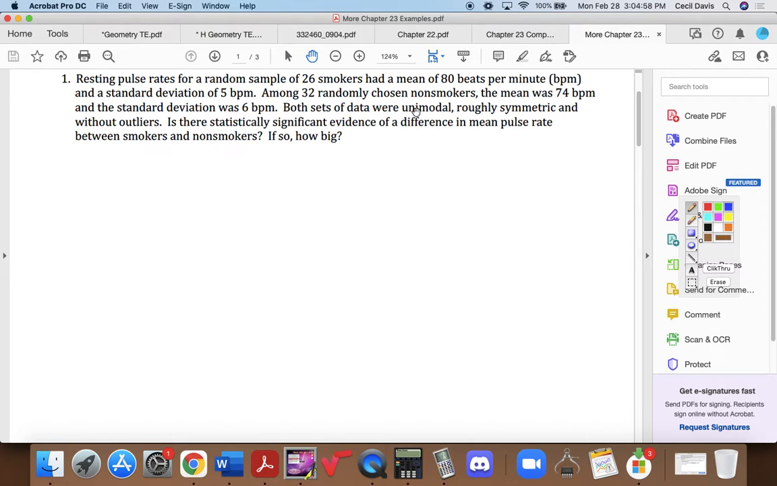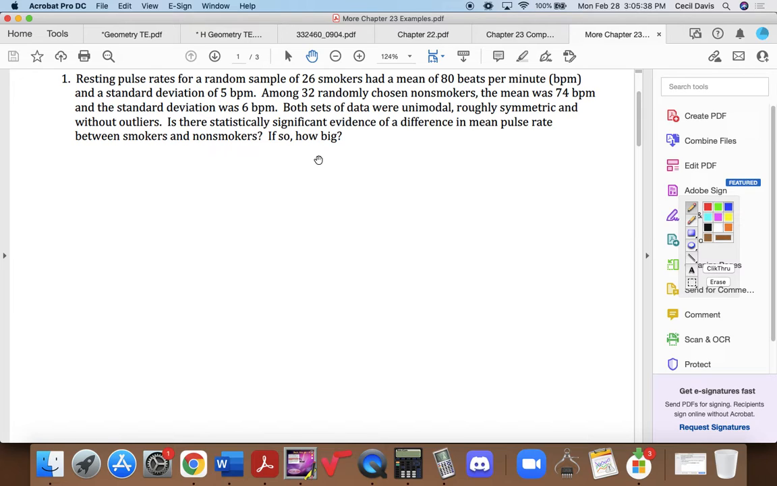Return of the diabetes. So here we have resting pulse rates for a random sample of 26 smokers, which had a mean of 80 beats per minute and a standard deviation of 5 beats per minute. Among 32 randomly chosen non-smokers, the mean was 74 beats per minute and the standard deviation was 6 beats per minute. Nice thing here, both sets of data were unimodal, roughly symmetric, and without outliers. So we don't have to look at the nearly normal condition. Is there a statistically significant difference? If so, how big?